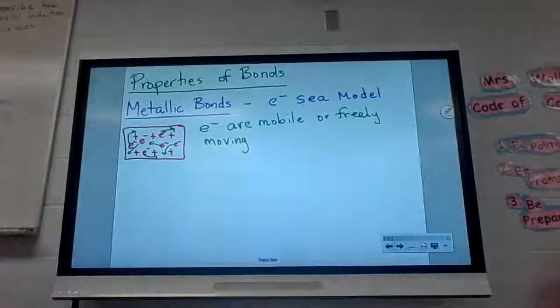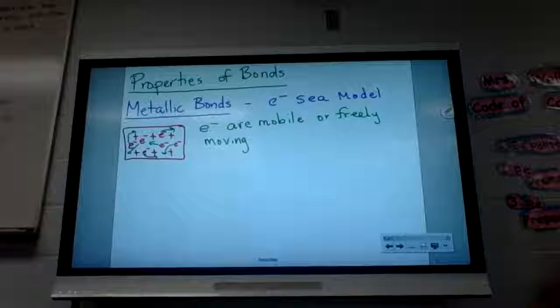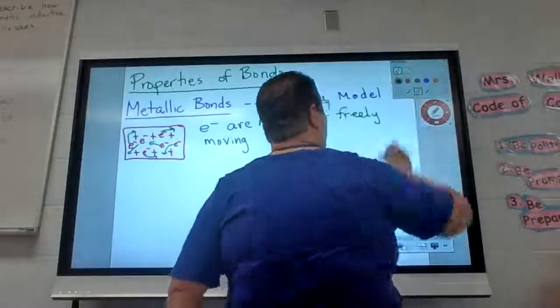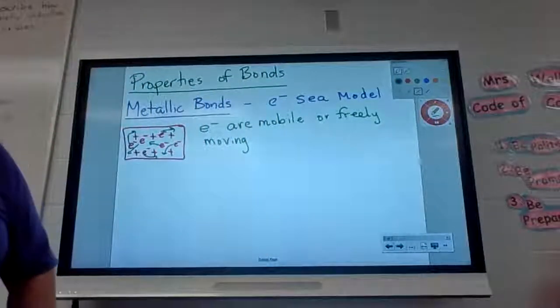Now, this makes them very different from covalent and ionic bonds. In ionic and covalent bonds, the electrons are locked into place. They cannot move. And I'll talk about that when I do them in a second. But the electrons in metallic bonds are freely moving. Everybody with me on that? Now, because these electrons move, it gives metals unique properties that ionic and covalent bonds don't have.